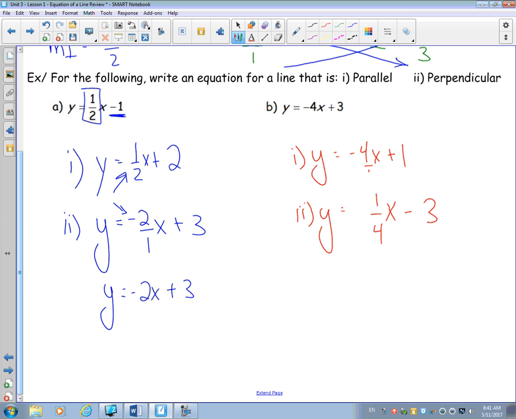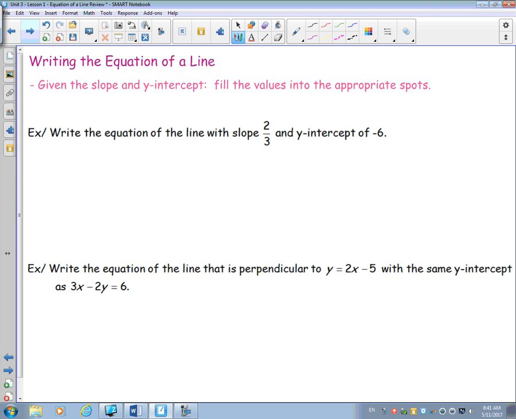Okay, there's parallel and perpendicular. One of our big ideas is we need to be able to write the equations of lines. So unless it says otherwise, our equation of a line is always in the order y equals mx plus b. We know from last unit this is a good form for graphing things. We can graph it really quickly. That's why it's helpful for us to put it in this order.